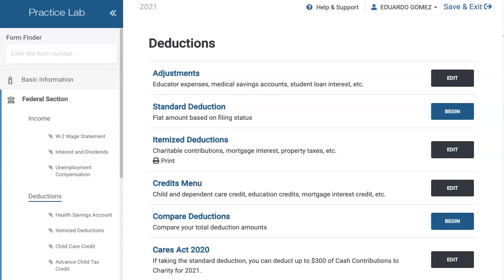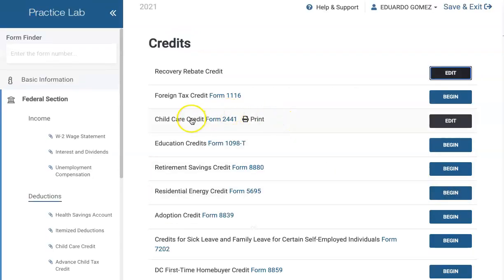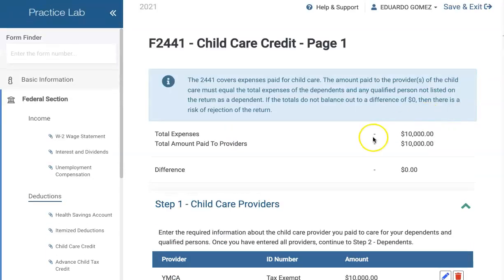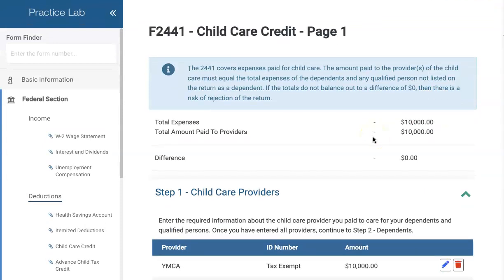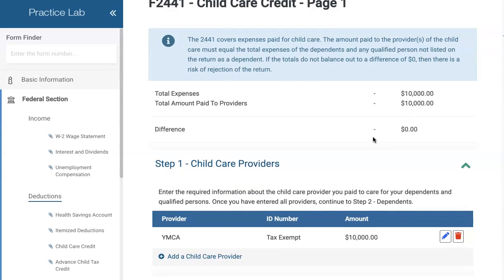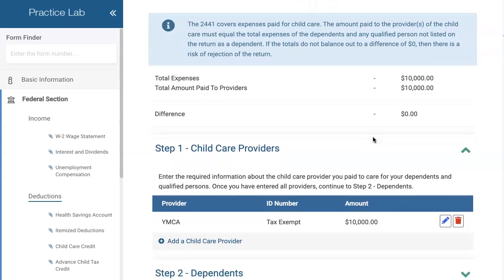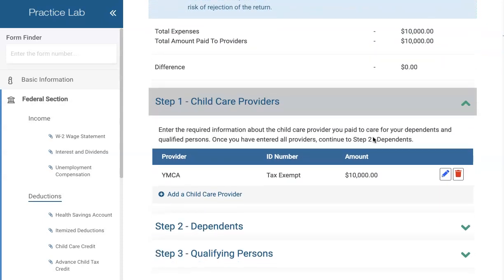So let's take a look at the child and dependent care credit. Under deductions, credits, we click on edit here. And here's our child and dependent care credit. Notice that you can print that if you want to see what it looks like. Anytime you see a little icon here that says print, you have the option of printing a form. So here's the $10,000 that was paid. TaxSlayer knows about the money that the employer provided because that was entered as part of the W-2.